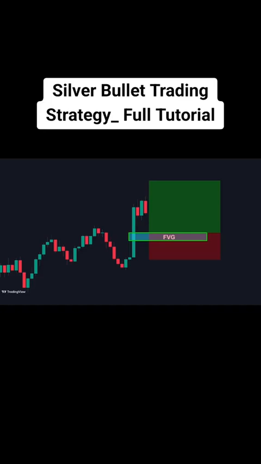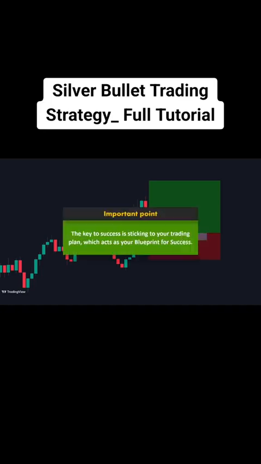Remember, trading on the live chart involves real money and real emotions. It's a whole different game compared to paper trading or simulations. The key to success is sticking to your trading plan, which acts as your blueprint for success.